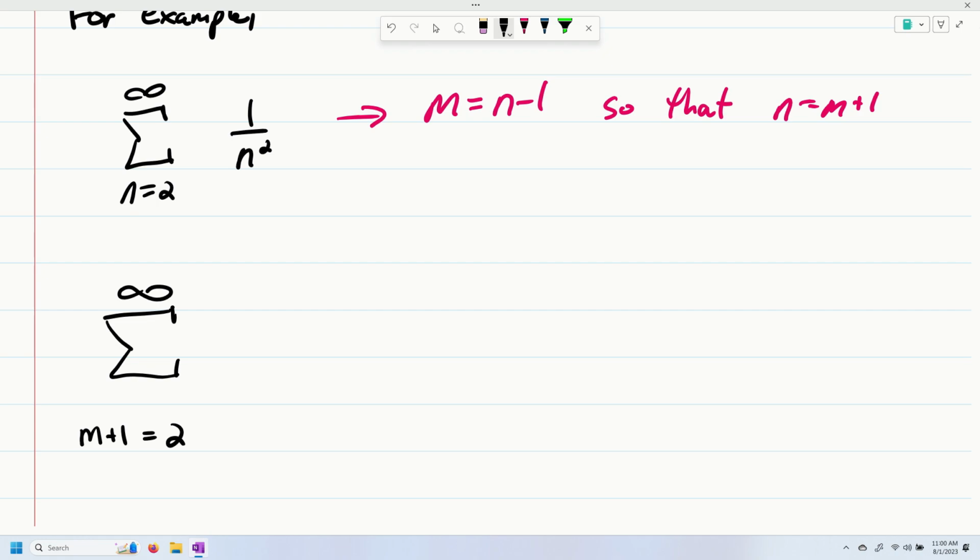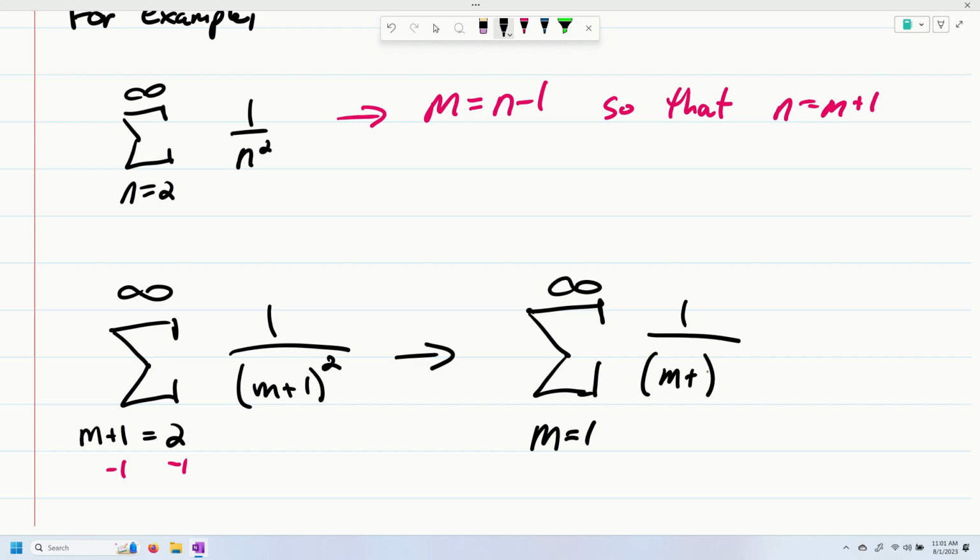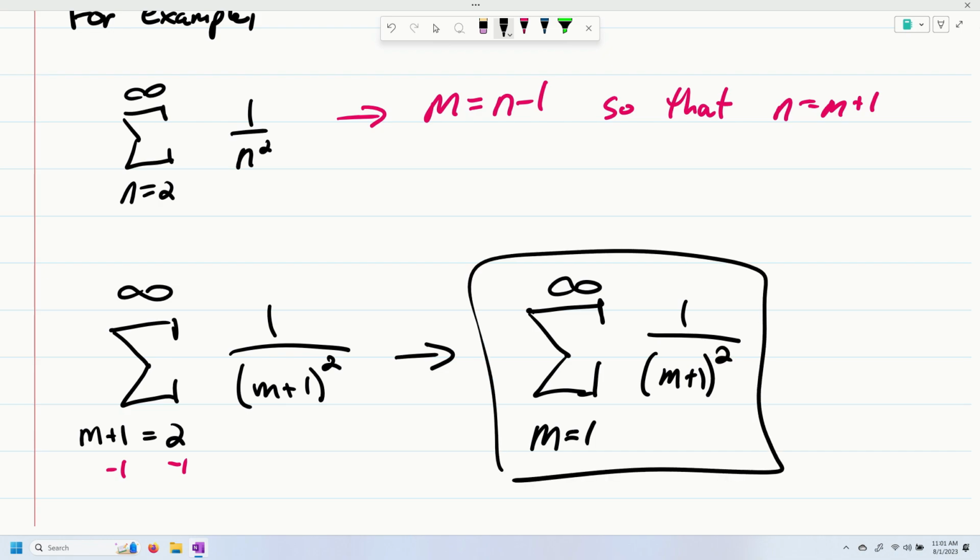So we get m plus 1 equals 2 for the start of the summation to infinity. Let me write this cleaner. There you go. Over m plus 1 to this quantity to the second power. And to simplify this, I'm going to subtract 1 from both sides. So I have a nice starting value at m equals 1 over 1 over the quantity m plus 1 to the second. So you actually do this a lot when you're trying to solve differential equations using series solutions.